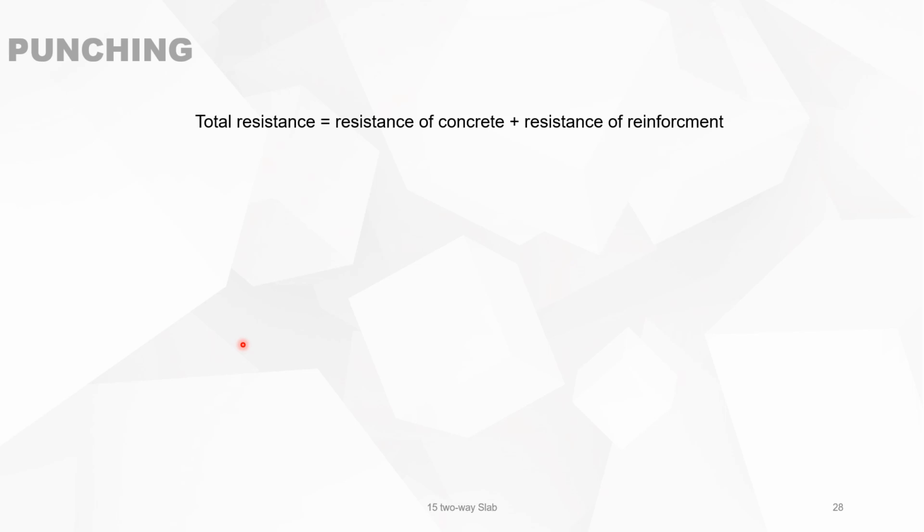The total resistance for shear force is the resistance of the concrete plus the resistance of the reinforcement, which means that you can only count on 75% of the resistance of the concrete because the concrete is cracked at the punching shear, and then the resistance of the reinforcement is given by VRDS. VRDS is simple, it's in fact just the cross section of the reinforcement times the yield stress, and of course times the sine of the angle that the shear reinforcement is placed.